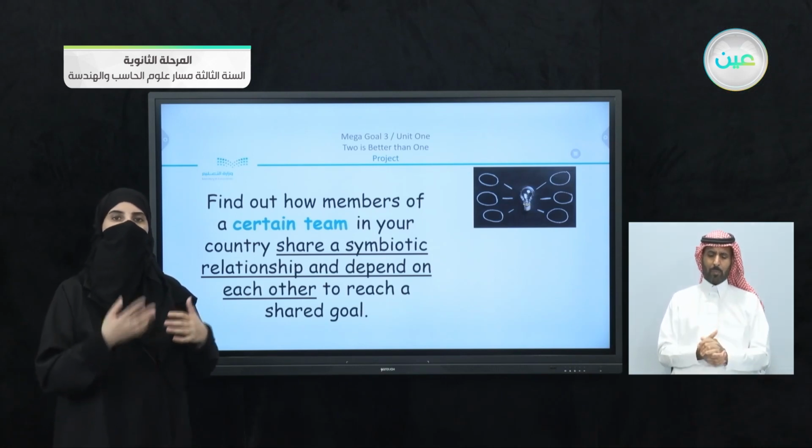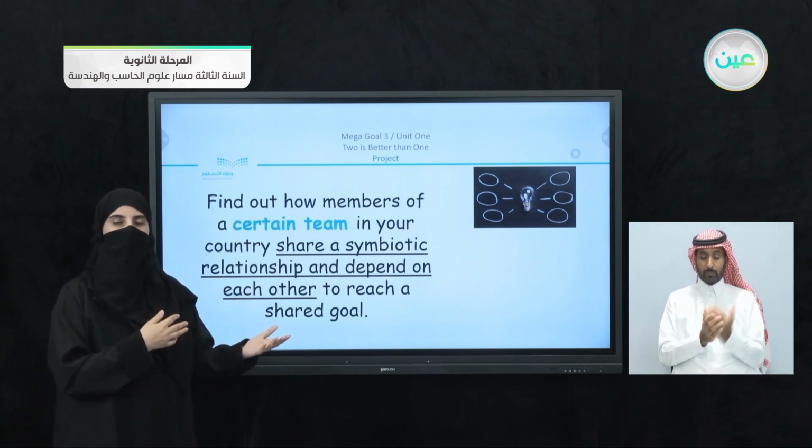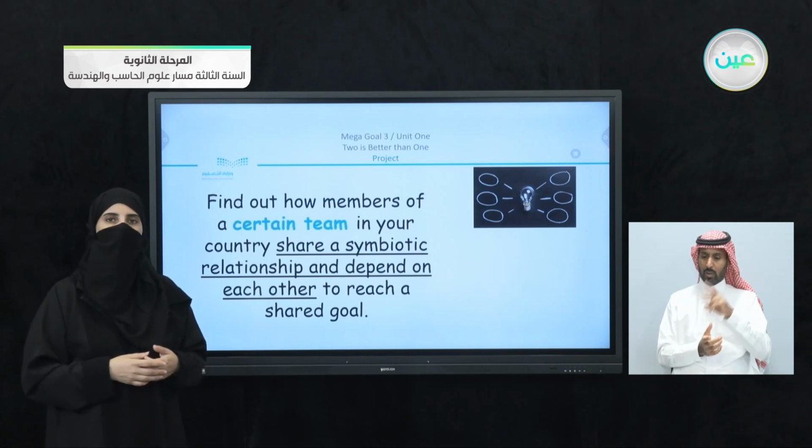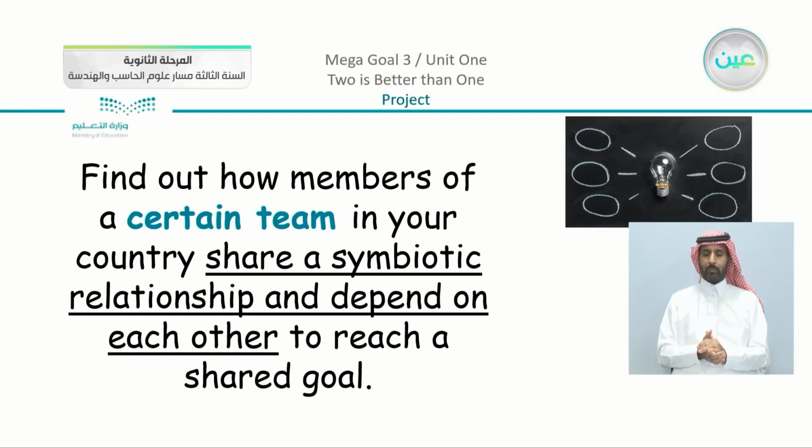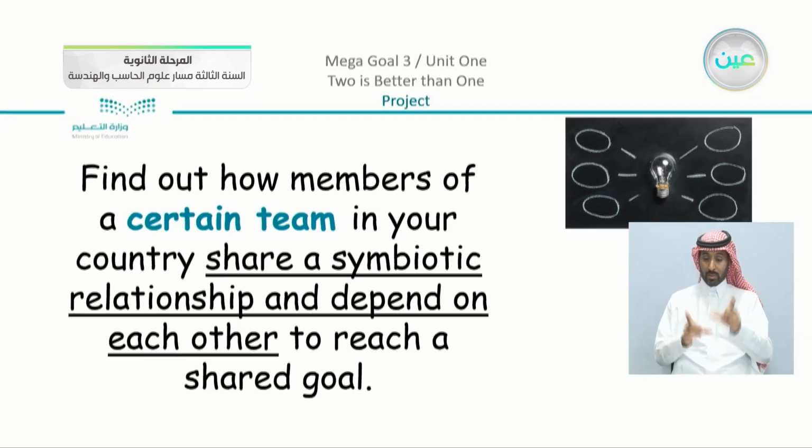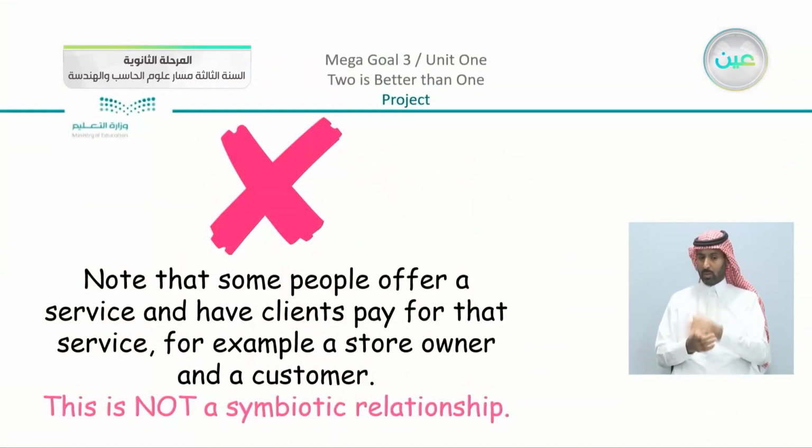Any kind that we mentioned before in the first lessons, or you can think about something that we have not mentioned. So they depend on each other to reach a shared goal. Note that some people offer a service and have clients pay for that service. For example, a store owner and a customer.